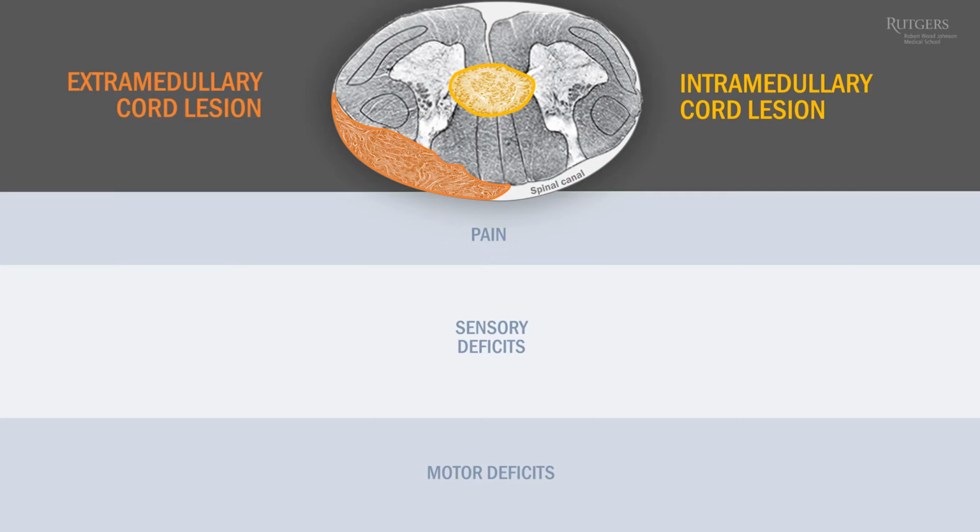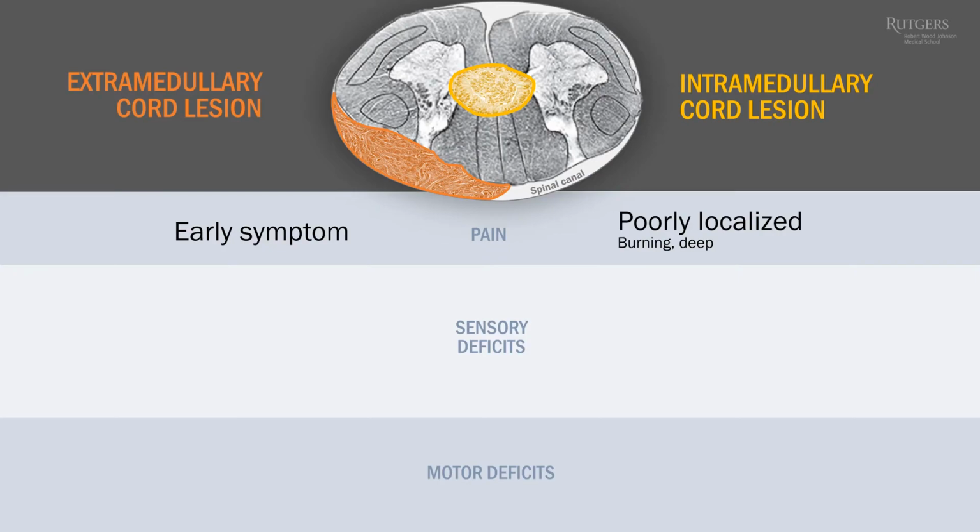Compressive lesions of the cord are painful early on. Remember when we talked about back pain getting better with flexion and worse with extension? Intramedullary cord lesions can also be painful, but it's usually a spinothalamic kind of pain, burning and poorly localized.